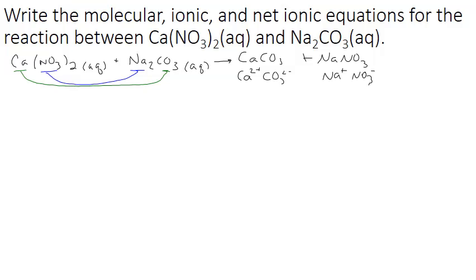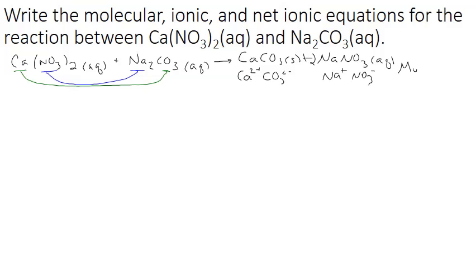Now, what we need to figure out is whether one of these is a solid. If you look at your solubility rules, most carbonates are insoluble, so we'd write a solid there. Most nitrates and sodium compounds are soluble. Actually, all of them are, so we'd write an aq after that. And then, in order to balance it, we could put a 2 in front of the sodium nitrate, and then that would make it legal.